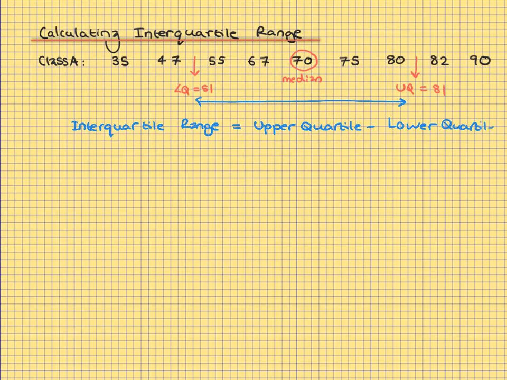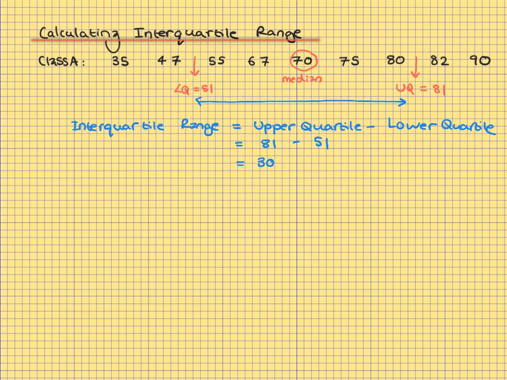So what does that mean for class A? The upper quartile is 81, the lower quartile is 51, so the interquartile range for class A is 30, which means that there's a spread of 30%, because remember the marks are measured in percentages, 30 percentage points between the lower quartile and the upper quartile. So the central 50% has that much spread to it. Now, on its own, the interquartile range doesn't always tell you very much, and really you need to compare the two interquartile ranges of two data sets to see which data set has more spread or more variation.